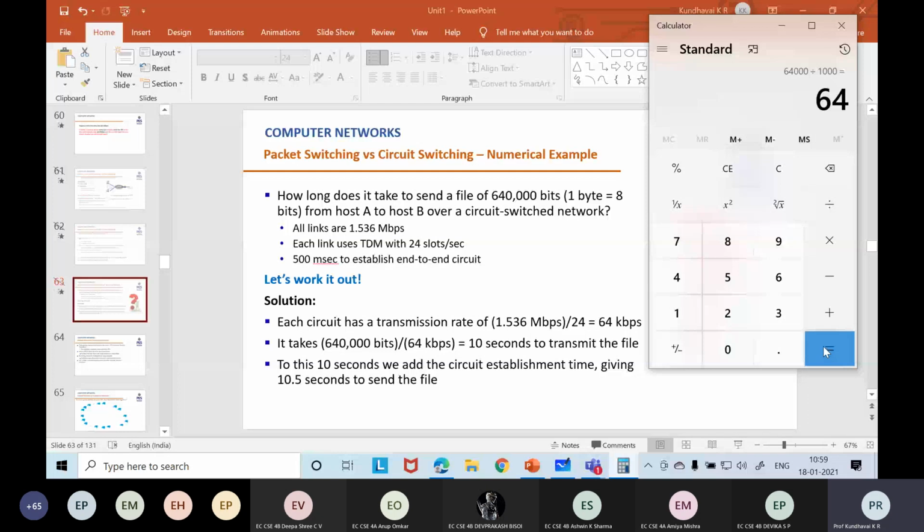Fine. But there's one more thing given in the question. It takes 500 milliseconds to establish an end-to-end circuit. The end-to-end means from the host system to the first circuit, and so on. The time it takes to establish a connection is given in the question, it's 500 milliseconds. So the total is 10 plus the circuit's establishment time. So it is taking 10.5 seconds to send the file.